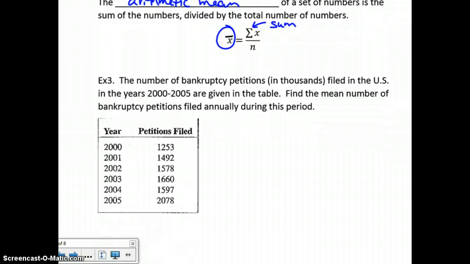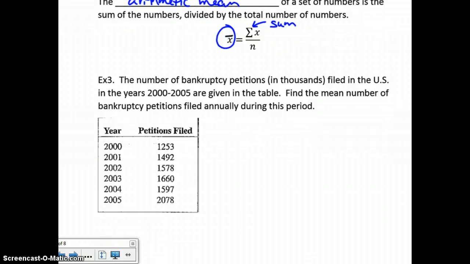Example 3 says the number of bankruptcy petitions filed in the U.S. in the years 2000 to 2005 are given in the table, and we're going to find the mean number of bankruptcy petitions filed annually during this period. All we're going to do is add them up and divide by how many entries we have. We have 6 entries.